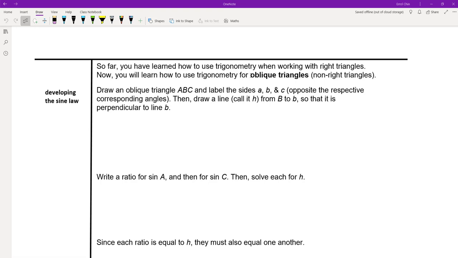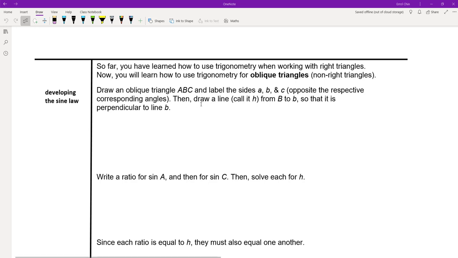For example, when they try to figure out how far planets are from Earth, they actually use this exact same principle. Okay, so I'll show you exactly how that looks. It says here, draw an oblique triangle ABC and label the sides little a, little b, little c opposite the respective corresponding angles, which just basically means capitals for angles and then lowercase for the opposite side.